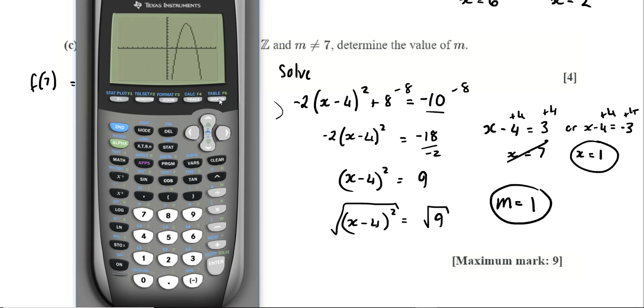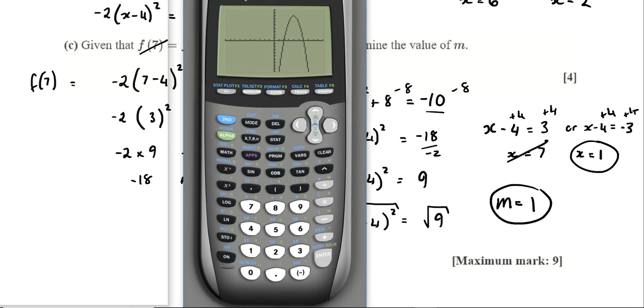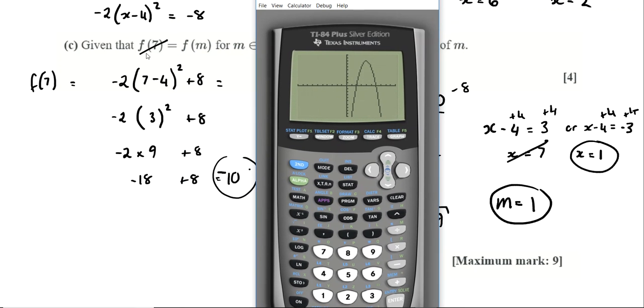Right, what do I want to do then? Well, I need to know what f of 7 is. How would I do that on my calculator? How do I find when x is 7? Could do table. Yeah, that's one way. Let's do second table. I can scroll down, look. I can find 7. Look, -10. Good. Do you notice on the table already another value that's equal to -10? 1. Yeah? So done.